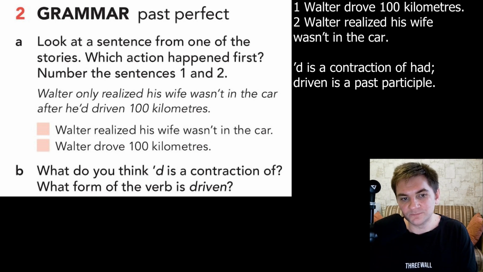Speaking of part B, what do you think? Apostrophe plus D is a contraction of... What form of the verb is driven? You might think that it is a contraction of would, as you did in the previous lessons, I mean. This is impossible as would is followed by the infinitive and not the past participle. And this form, had plus past participle, is called the past perfect.